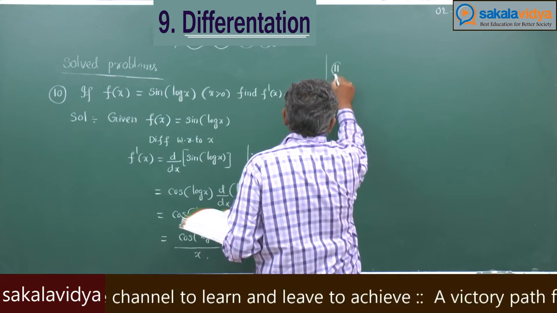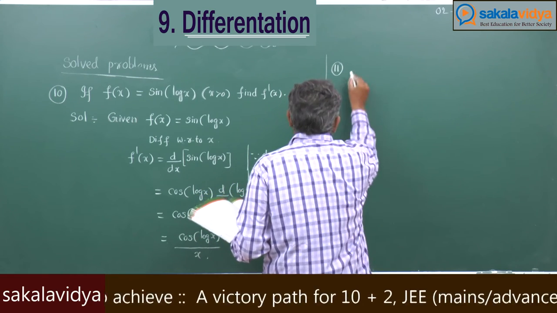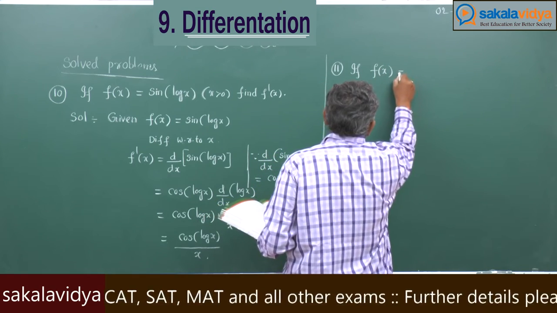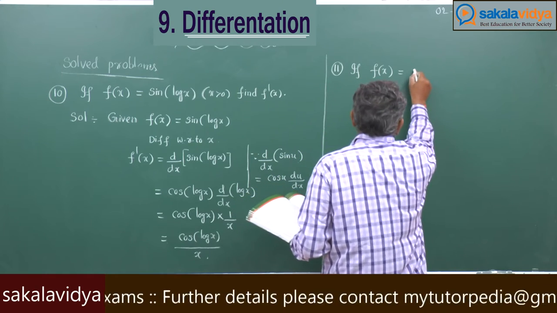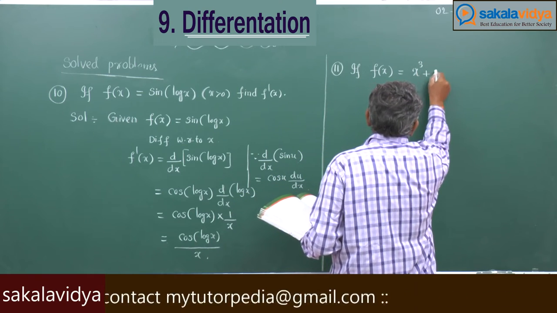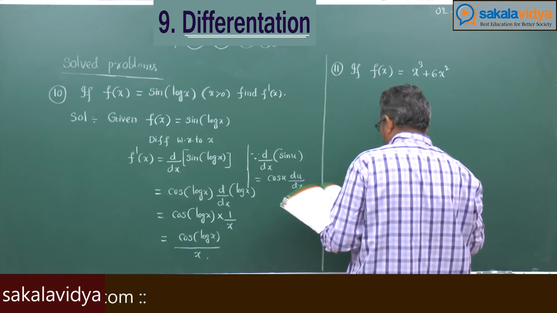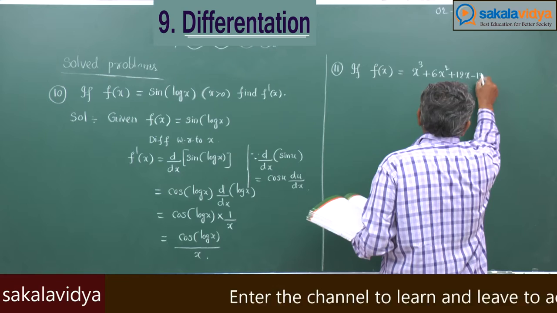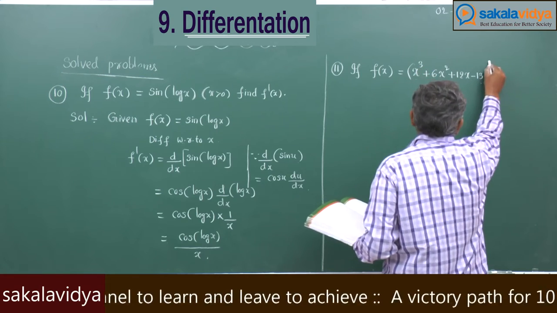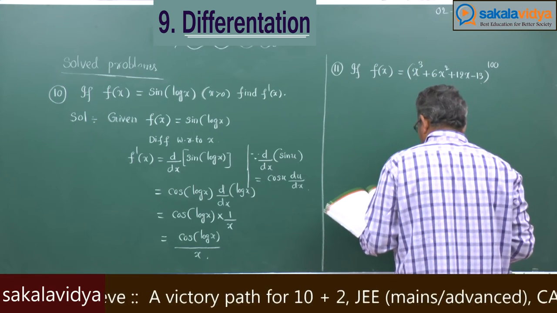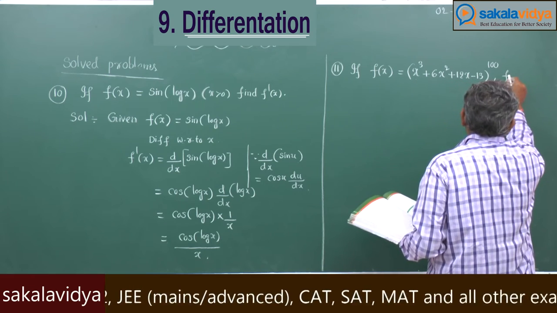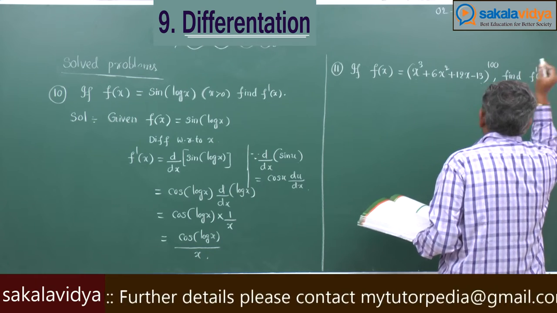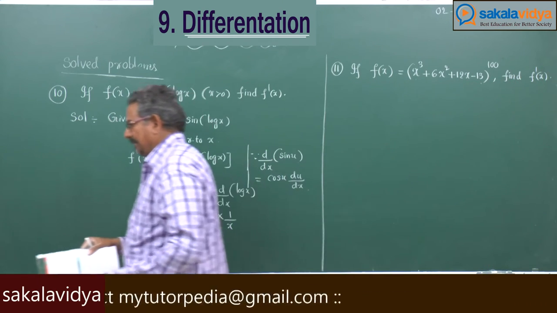11th problem. If f of x is equal to (x cube plus 6x square plus 12x minus 13) all to the power of 100, find f dash x.